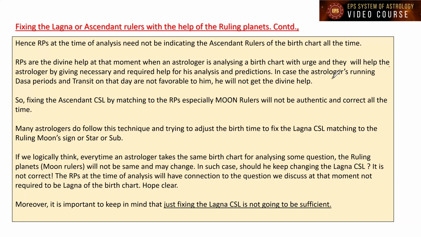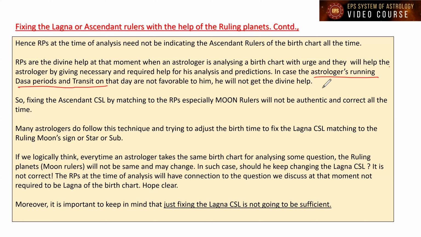But in case the astrologer's running dasa periods and transit on that day are not favorable to him or her, he will not get the divine help. Understand? If the time period at the time of analysis is not good, how can the divine help be got from the Almighty? So it will not help. It can mislead also. I mean that astrologers may not get the help from the ruling planets.